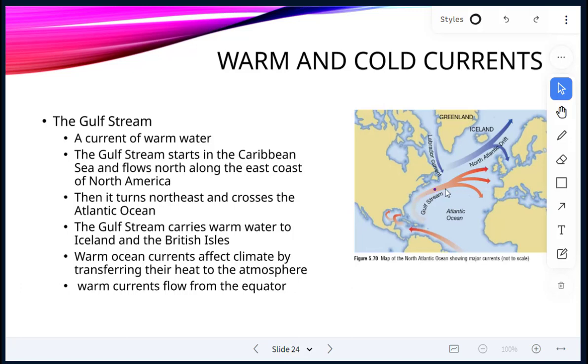So the Gulf Stream shown here is a current of warm water. It starts in the Caribbean Sea. It flows north along the east coast of North America. It'll then turn northeast and cross the Atlantic Ocean. This Gulf Stream carries warm water to Iceland and the British Isles. The warm ocean currents affect climate because they transfer their heat to the atmosphere. These warm currents flow from the equator.